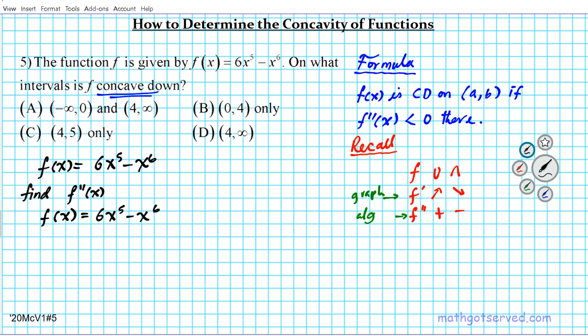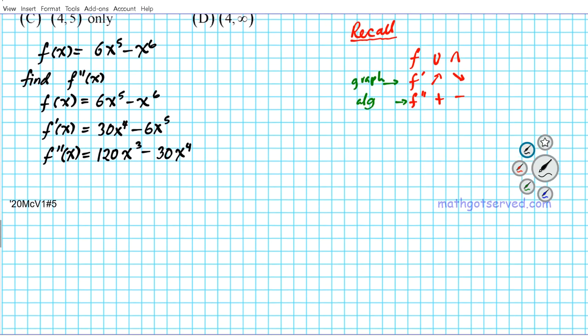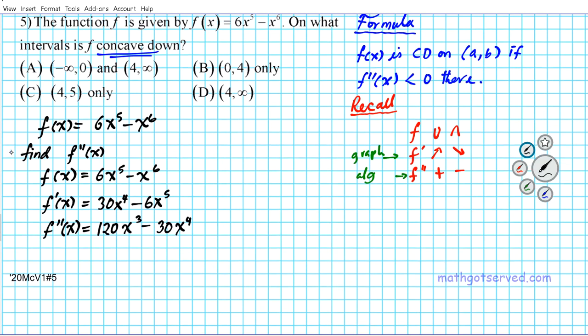So we're going to be using the power rule twice here. The first derivative, f prime of x, is 30x to the 4th minus 6x to the 5th. Do it again. F double prime of x is 120x to the 3rd minus 5 times 6, 30x to the 4th. Okay, so we need to find the critical values of f double prime.